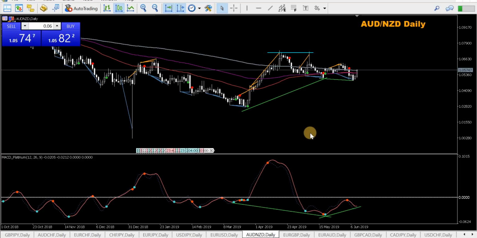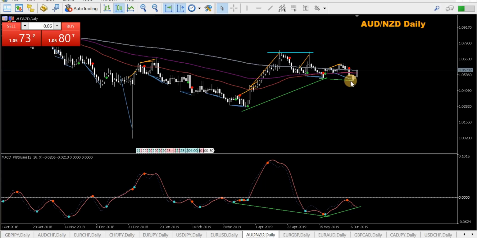Aussie New Zealand's been a bit of a dog recently. Hard to get a read on it. You can see the MAs are tightening up, and you've got this real ugly sort of pattern around here. Even the MACD Platinum's starting to do my head in a bit. But you know, we might set up for a buy. If a buy sticks its head up tomorrow, I might be tempted to take it.